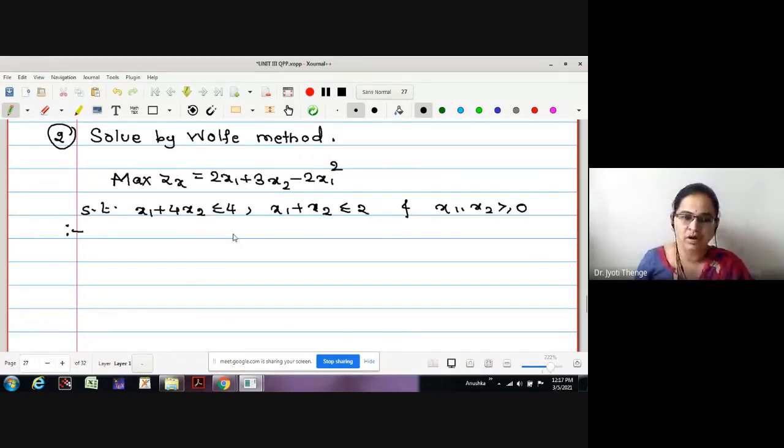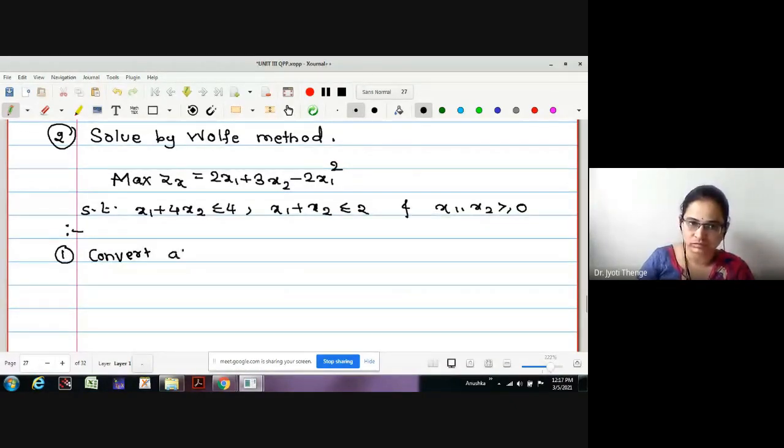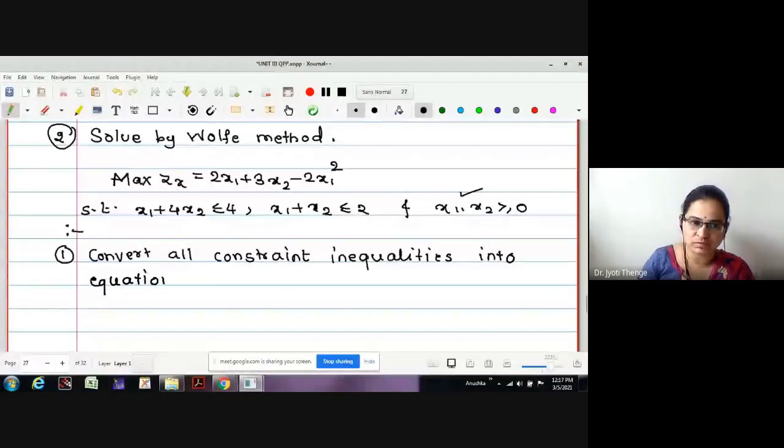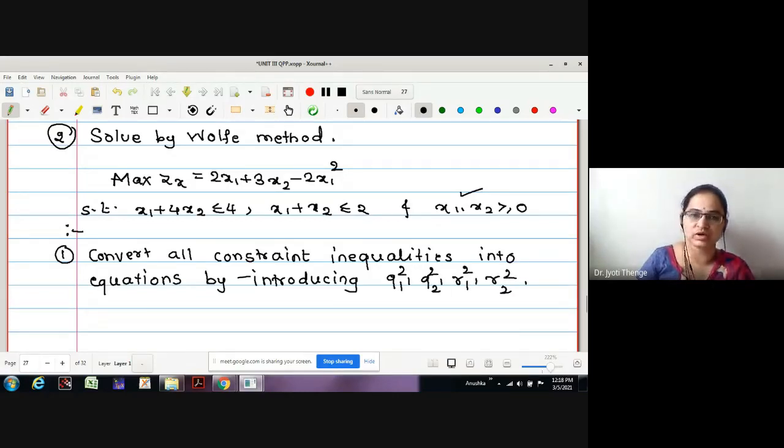Now, what is the first job? Converting all the constraint inequalities to equations. Step 1: while converting the constraints, we have to consider the non-negativity restrictions as well. Convert all constraint inequalities into equations. Which slack variables to use? By introducing q1 square, q2 square, r1 square and r2 square as slack variables.